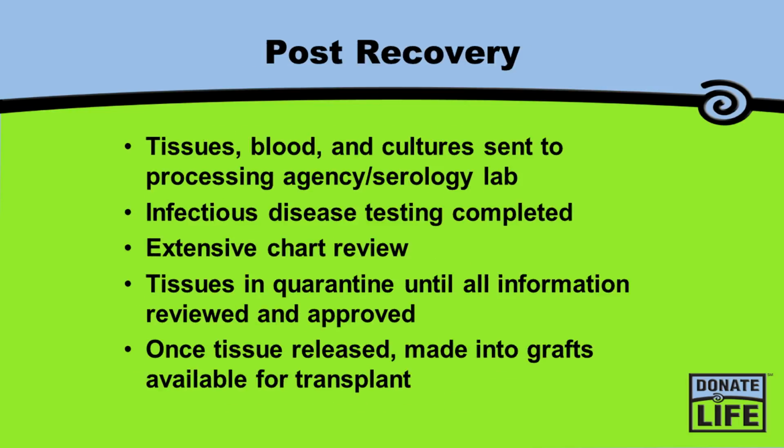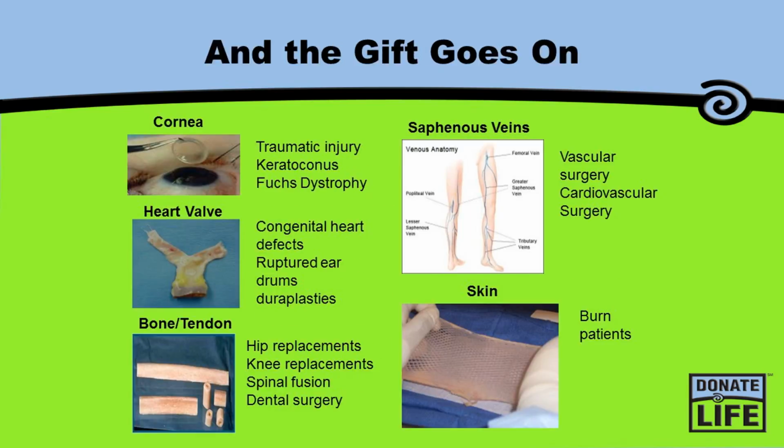Post-recovery, the tissues that we recovered, the blood that's been collected, and those cultures are sent to the processing agency, whoever that tissue processing partner is, or that serology lab. Once the infectious disease testing comes back and is completed, that will then lead into a very extensive chart review. And those tissues at the processing partners will stay in quarantine until all information is reviewed, approved by their medical director, and signed off as a final suitability. Once it's released, then those gifts can be made into grafts that are available for transplant.